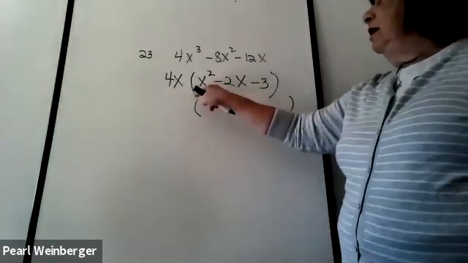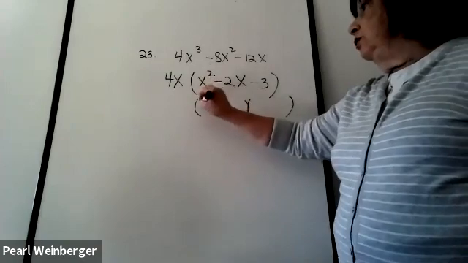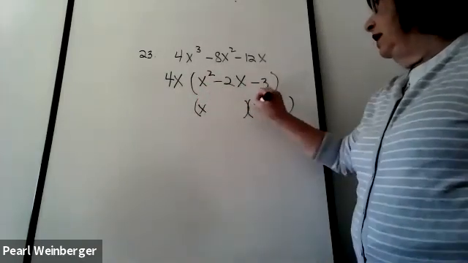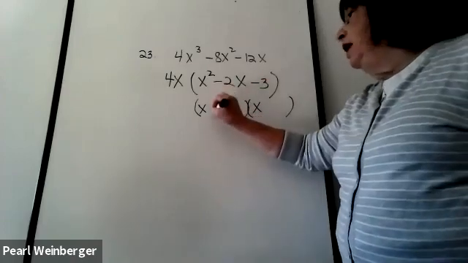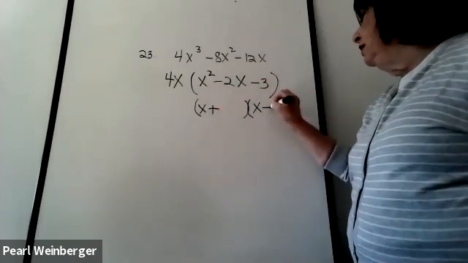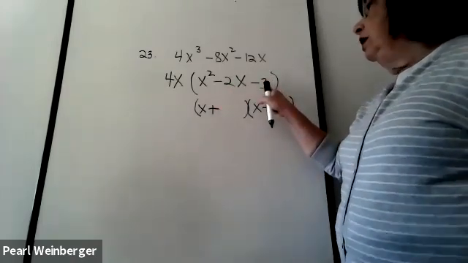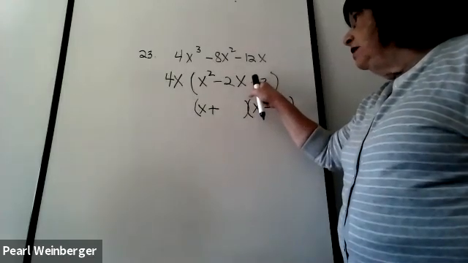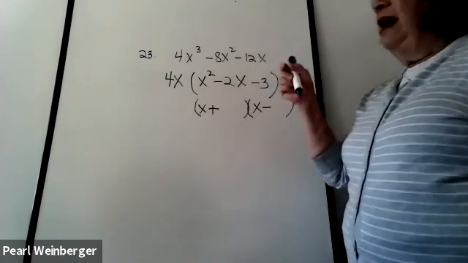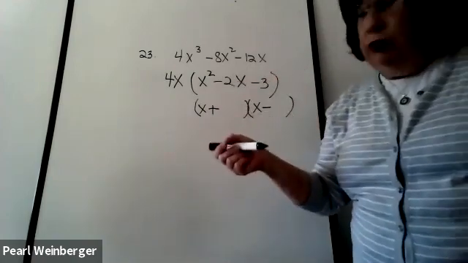So now we break this up. Again, we have x squared, so we're going to break it up into x and x. We jump to the last term, which is negative, which means one is positive and one is negative. And we're looking for numbers that multiply to 3. Since this is a minus, they have to subtract to 2. Obviously, those numbers are 1 and 3.